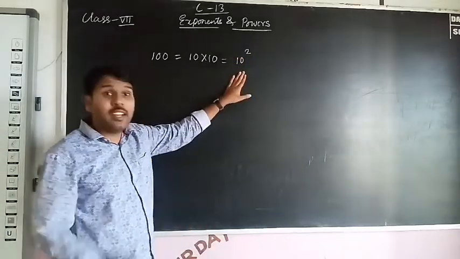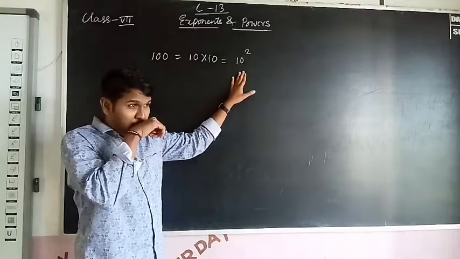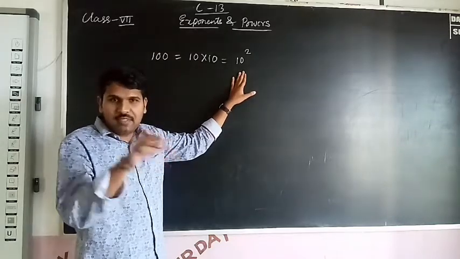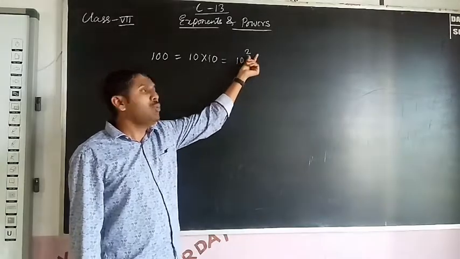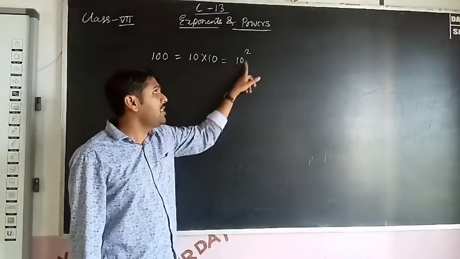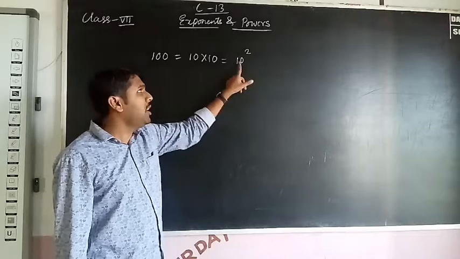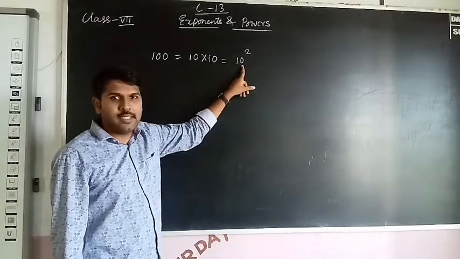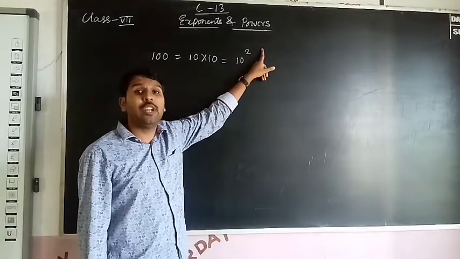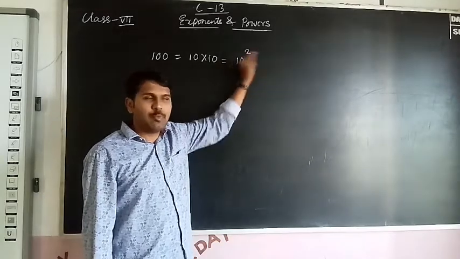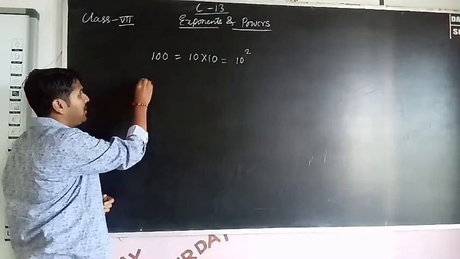I already explained this last year, when explaining the chapter LCM. So 10 raised to 2 means 10 written 2 times. Here 10 is the base and 2 is called the exponent. So 2 is the exponent.